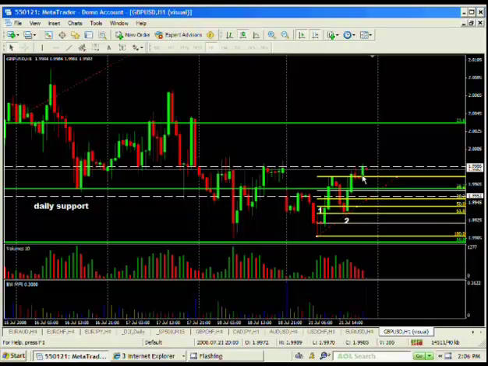Okay, where do I want to get in? As usual, on a pullback to a footstep, preferably a footstep that is located at a support or resistance level. So I want to get in right back here at the top on the pullback. If it does not pull back and breaks above this high here, I still get in.